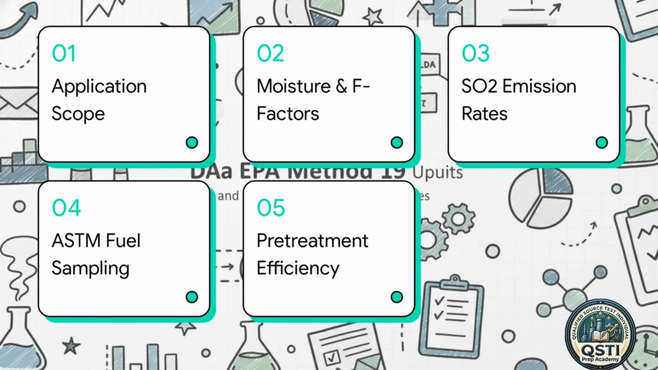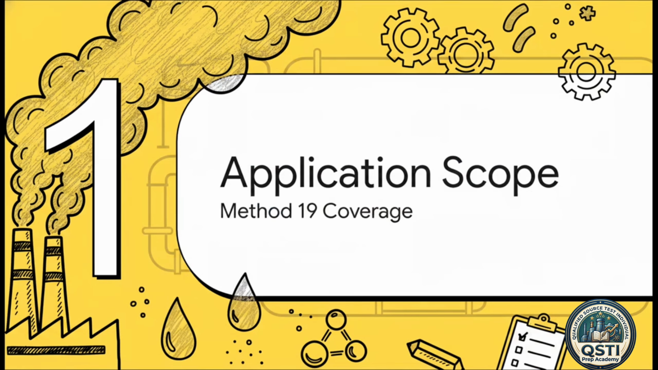Here is our roadmap for this explainer. We're moving bottom up today. Method 19 application scope, moisture and F factors, calculating SO2 emission rates, ASTM fuel sampling methods, and finally, pretreatment removal efficiency. All right, Section 1, Method 19 application scope.